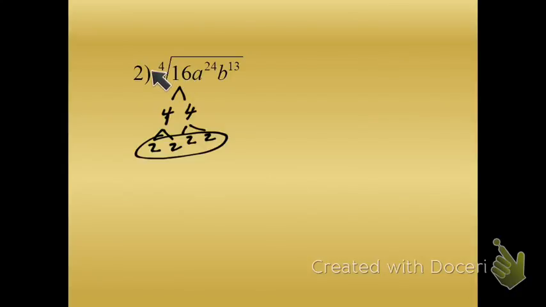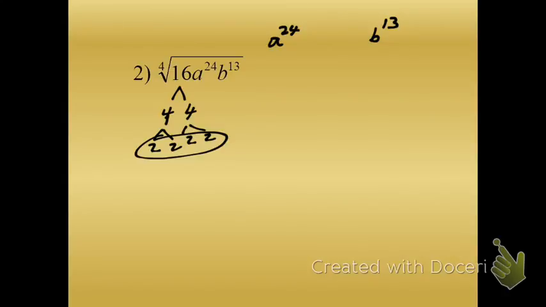Index is the most important number in these problems, guys, all the way through. This number right here is the most important number in any problem you do with a radical. So make sure you look at that first thing so you know how many you need in a group. Now, for the variables, I don't want it to get clumped together, so I'm going to write these out here: a to the 24th and then b to the 13th.